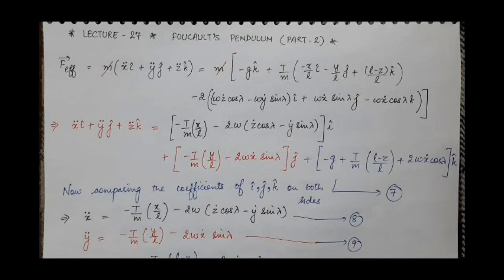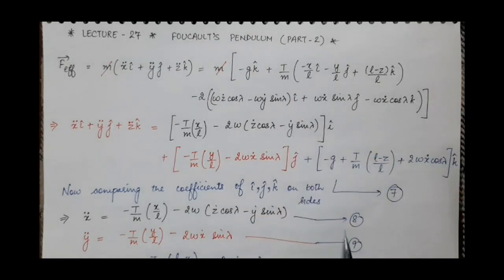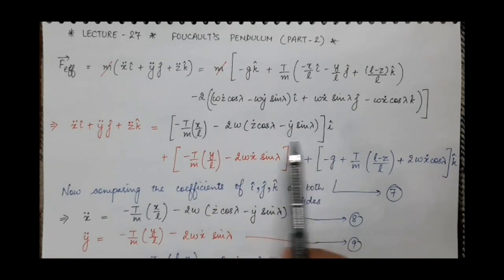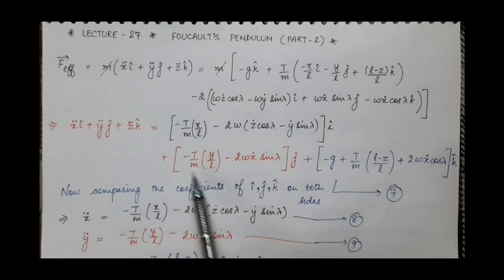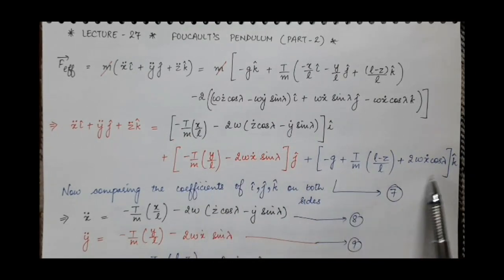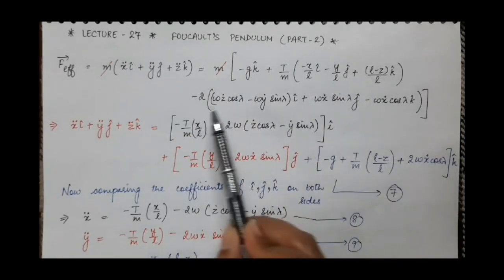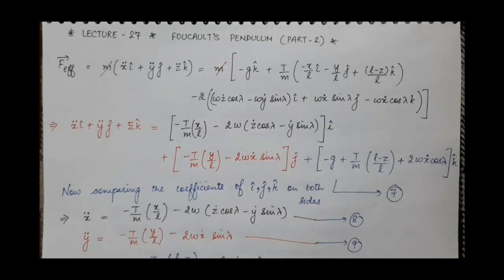And here, as you can see, on the right hand side we have the coefficients of i cap, j cap and k cap. So in this equation we have separated out the coefficients of i cap, j cap and k cap. Suppose this is equation 7.